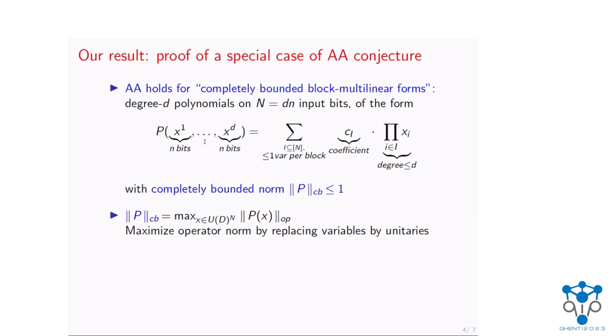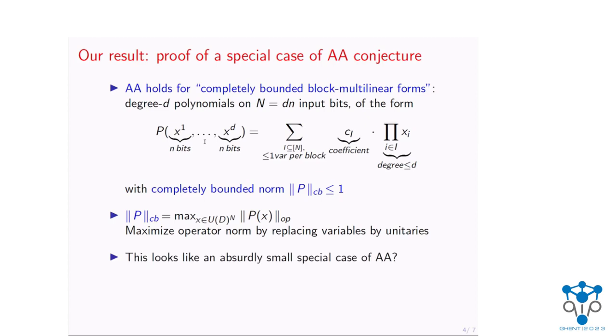You're implicitly also maximizing here over the dimension d. Think of d as very, very large. So it's like you're plugging in very large dimensional unitaries for these variables, and you're trying to maximize the operator norm of the resulting matrix. And then the assumption is that the completely bounded norm of this polynomial p is at most 1. This looks like a super special case, an embarrassingly small special case of the Aaronson-Ambainis conjecture.